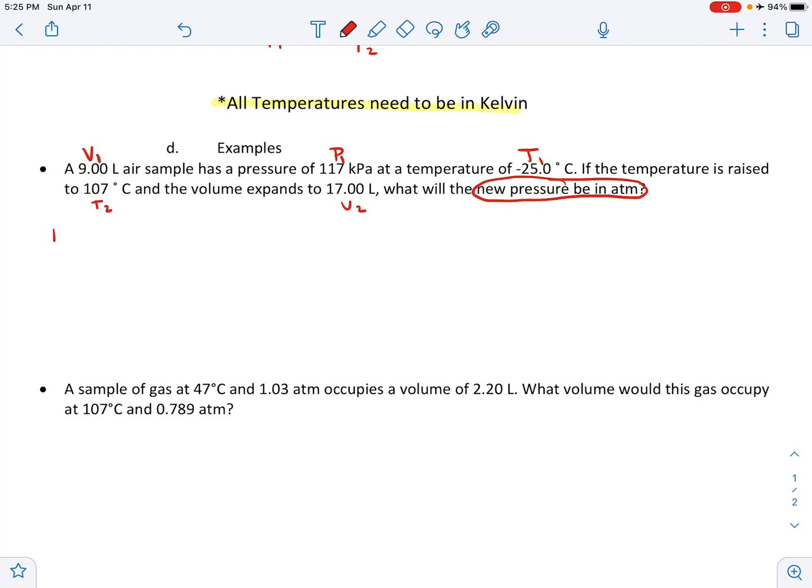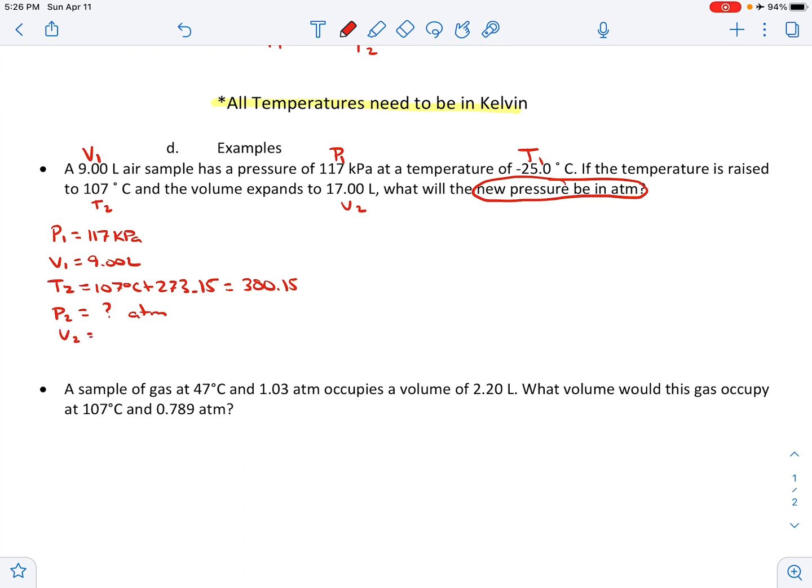So let's write this out. P1 is 117 kPa. V1, 9 liters. T2 is 107 degrees Celsius, but we've got to add 273.15 to that to get to Kelvin. Remember, our temps have to be in Kelvin. So we've got 380.15. P2 is what we're looking for, and it's in atmospheres, so we're going to have to do some work at the end, which is totally easy.